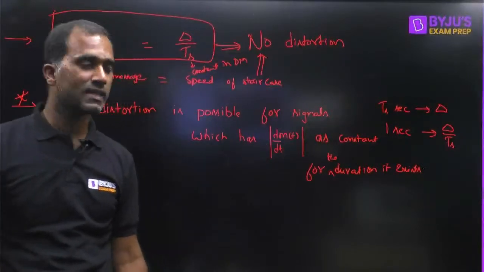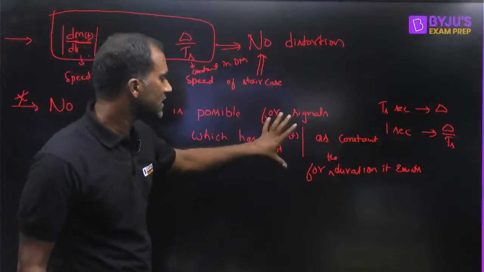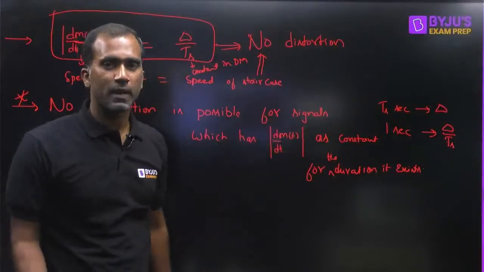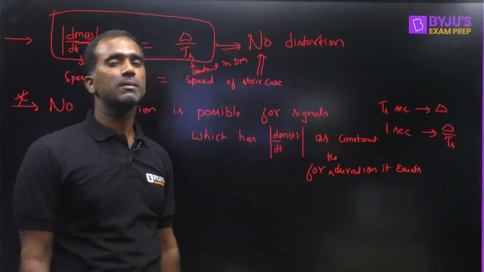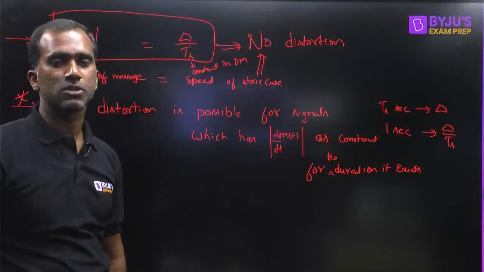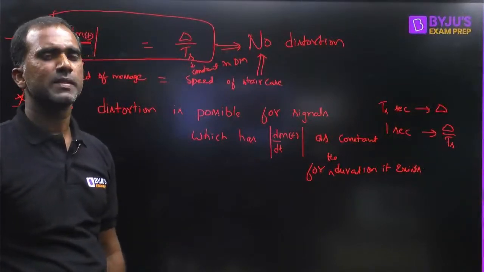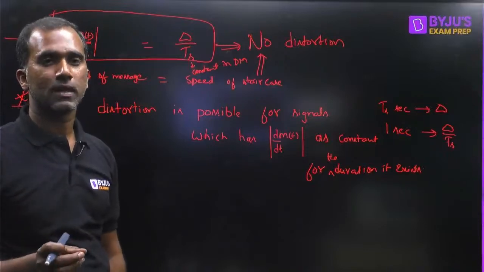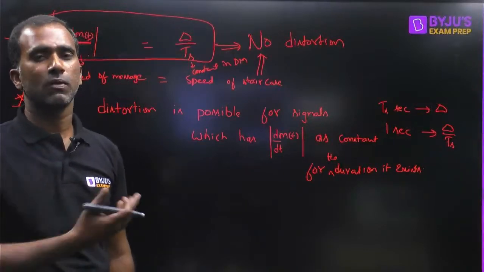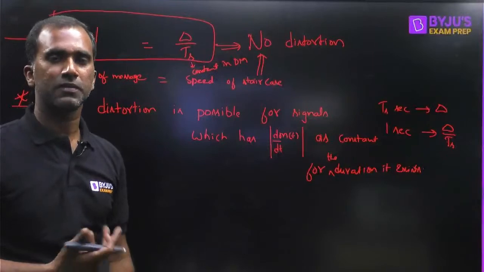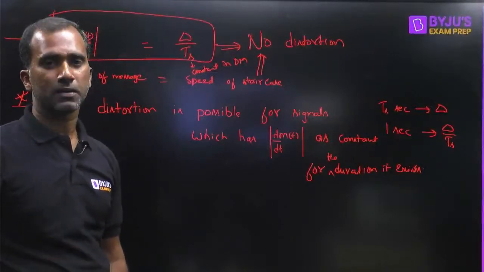So there is no practical signal which can satisfy this condition. For practical signals, the delta modulator will produce distortion. Definitely there will be some distortion, which means there will definitely be some quality reduction. How much quality reduction depends on what signal is being applied. For different signals, the quality reduction will be different.